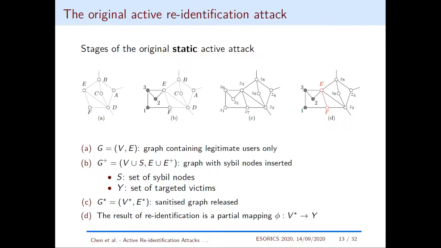Then the task of the adversary is to re-identify the victims, usually in a two-step process. In the first step, she will re-identify the Sybil nodes, and then she will use this information to re-identify the victims, as we can see in item D in this figure, where E and F are finally re-identified, and the fact that there is a link between them is discovered.